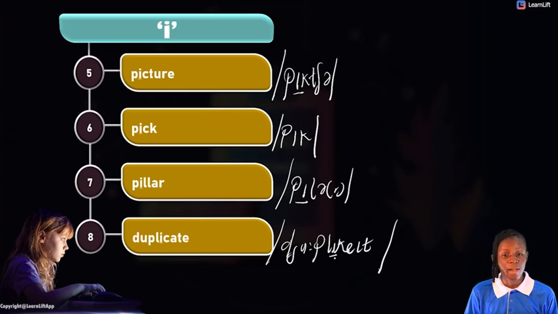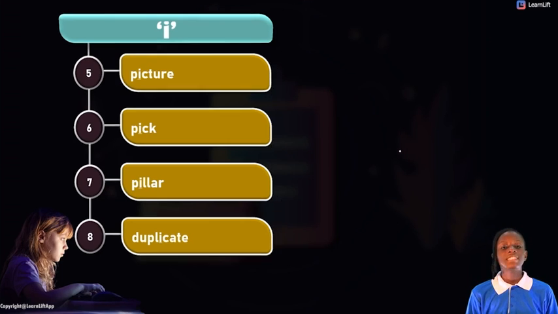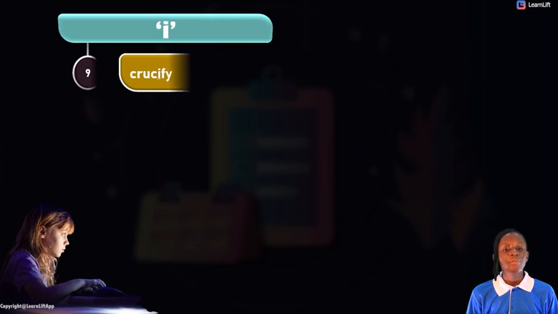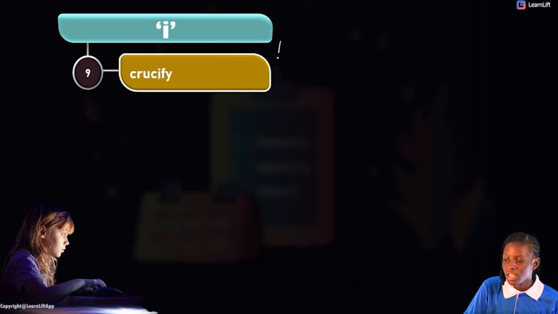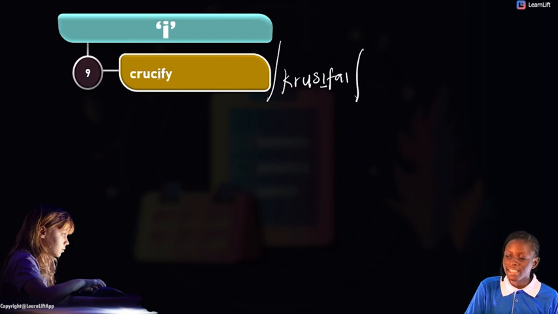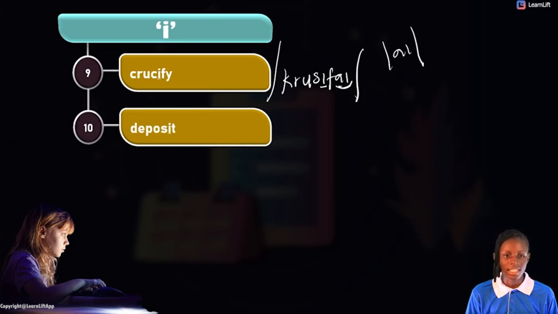Now do not be confused. This is a diphthong, the A sound. Okay. Next example we have crucify. Now our crucify is transcribed as these. Crucify. We have our E sound here, and this is a diphthong, the I sound. Next example, we have our deposit.